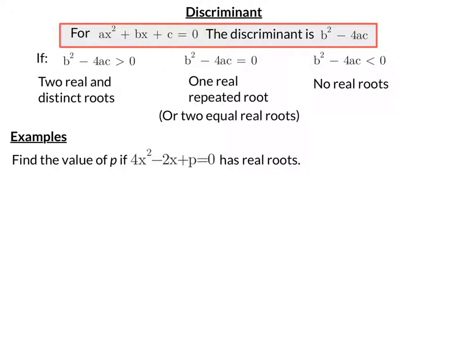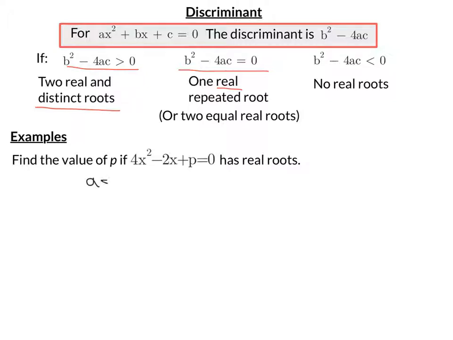Okay, here's a second example. Find the values of p if 4x squared minus 2x plus p equals 0 has real roots. Well, if it has real roots, then the discriminant can either be greater than 0 or, as these are real roots here as well, equal to 0. So what we're going to see is that b squared minus 4ac is greater than or equal to 0. But first, as always, let's write out what a, b and c are.